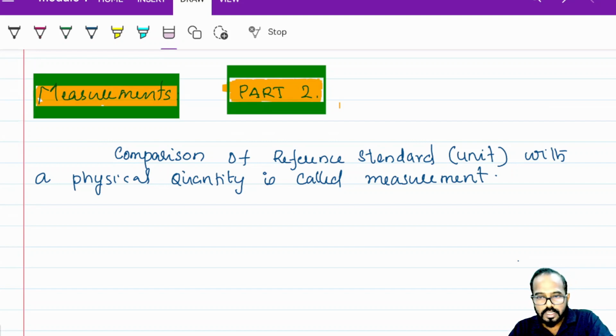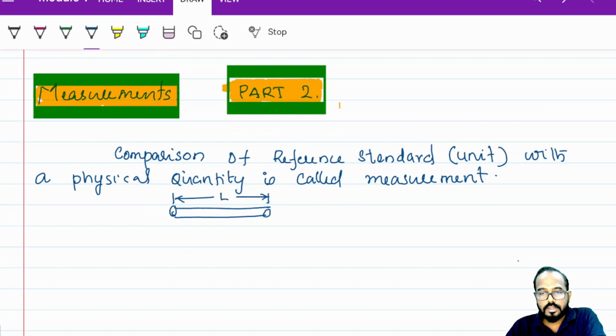So measurement. Measurement is a process of comparing a reference standard, that is unit, with a given physical quantity. For example, if I give you a rod and ask you to measure its length L, what will you do? You will take a meter scale and measure it. Let's say you give the answer as 20 centimeter. So L is 20 centimeter. That means 20 times you can include 1 centimeter in that measurement.